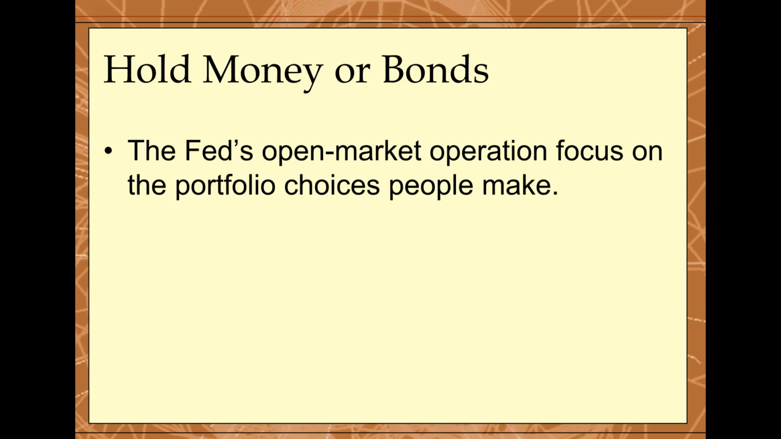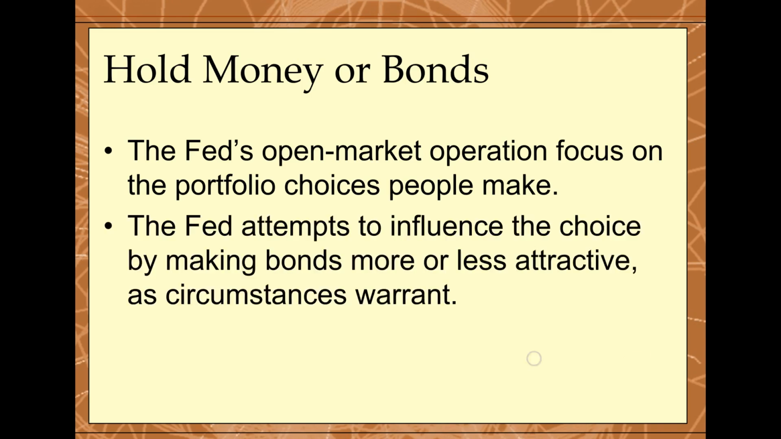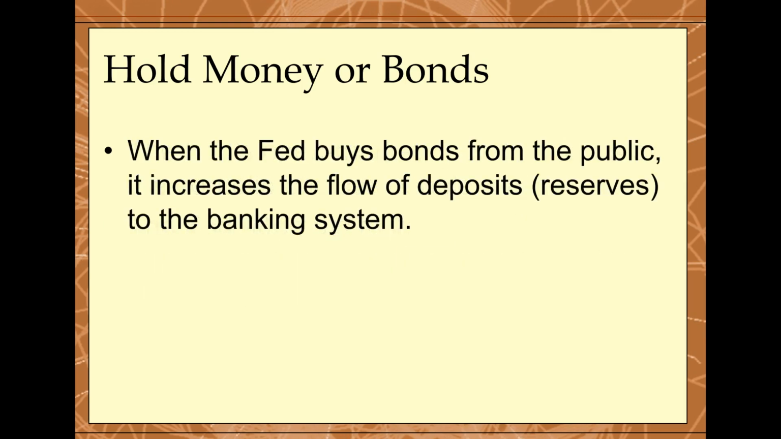So the Fed's open market operations simply focus on getting people to buy or sell government bonds. And that's how they attempt to influence the choice by making bonds less or more attractive, right? And when the Fed buys bonds from the public, it increases the flow of deposits in the banking system. And this is basically what I just discussed in that example, right? And so what we're going to do in the next video is examine this process of buying and selling bonds to manipulate a short-term interest rate called the Fed funds rate.